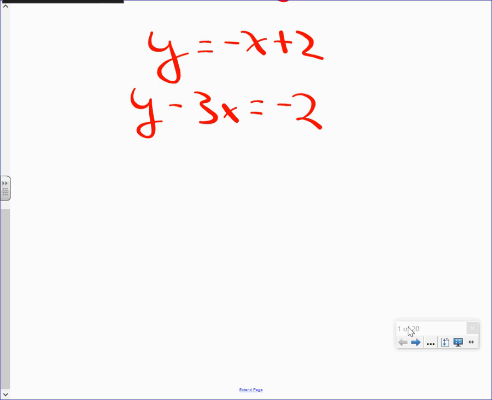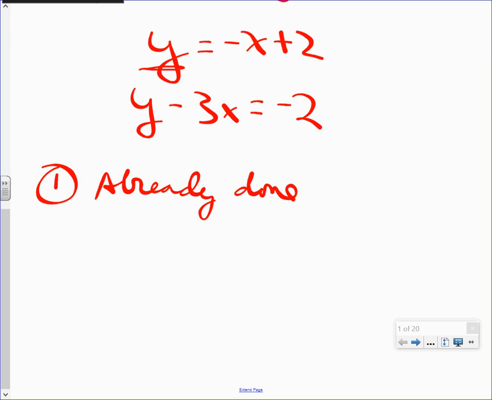And I'm looking at this system. Y is already by itself. Look at y is alone right here. It's already solved for. Y is negative x plus 2. So step 1, on your notes, put step 1, already done. The reason why it's already done is because I already have a variable by itself. Already done.